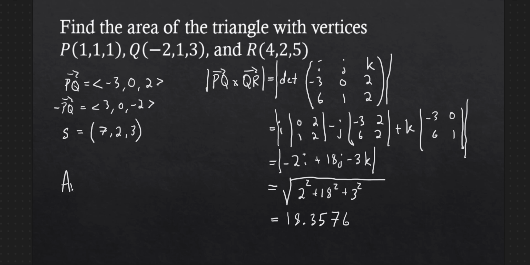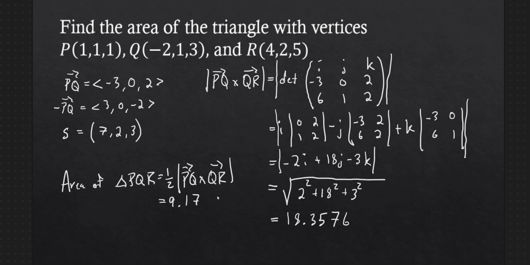So the area of triangle PQR is 1/2 of the magnitude of this cross product. And so that works out to be 9.179, I'll round off here. 9.179 is the area of the triangle. So pretty cool. Using the geometry of the cross product, we can find areas of triangles.